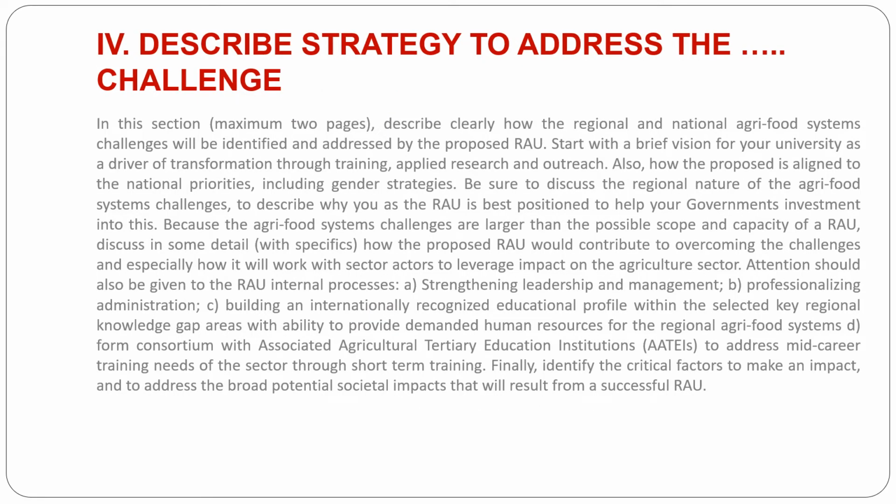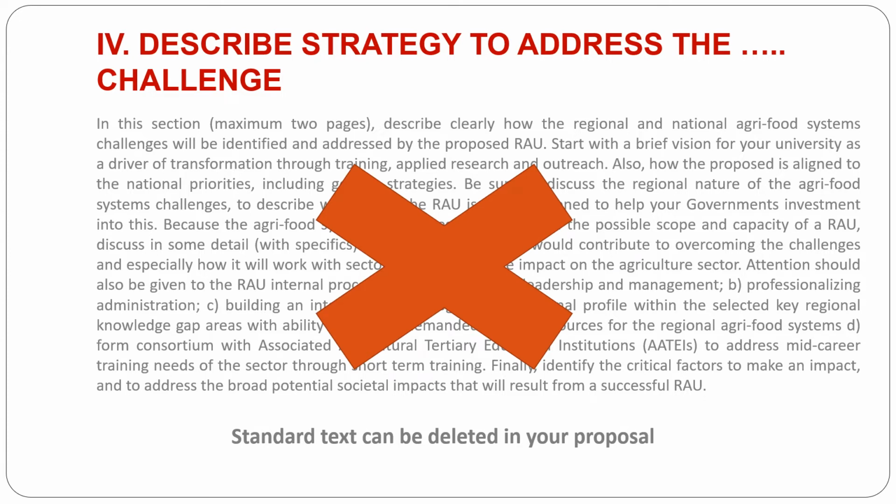In this section, you're asked to describe the strategy to address the challenge. Those 2 pages are the place in the submission form where you can go a little bit more into the details of what your vision is, what you want to do, and how you will address this challenge of agri-food system transformation through applied research, through developing a cohort of postgraduate students, through short-term training of mid-career people, through working with the broader landscape of agricultural education institutions in the countries, through working on increasing the national capacity to do policy analysis. All these kinds of things you can put in those 2 pages. And again, of course, delete this standard text. You don't need it when you start filling in the form.